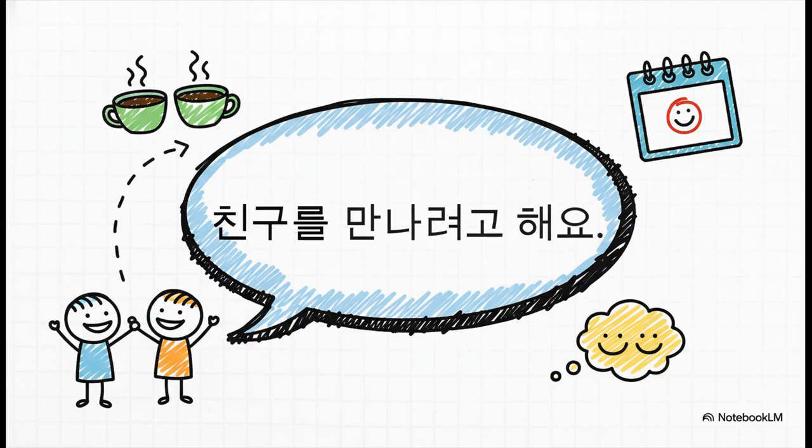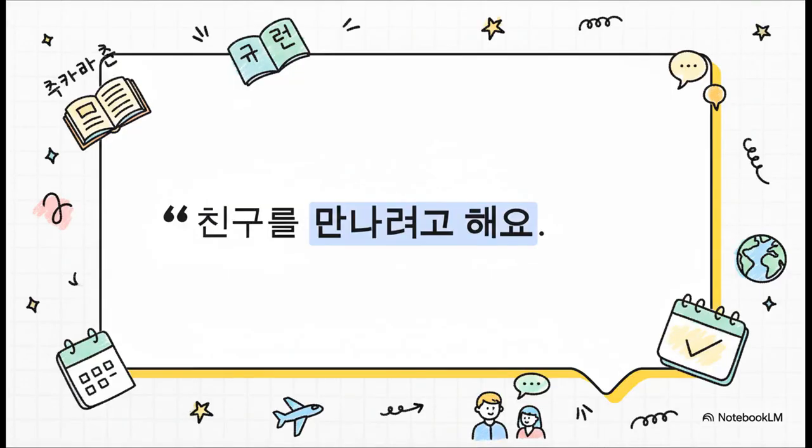Let's try it. 친구를 만나려고 해요. Nice! Let's do it again. 친구를 만나려고 해요. This is a super common one you can use all the time. It just means I'm going to meet a friend. Perfect for talking about your weekend plans, right?